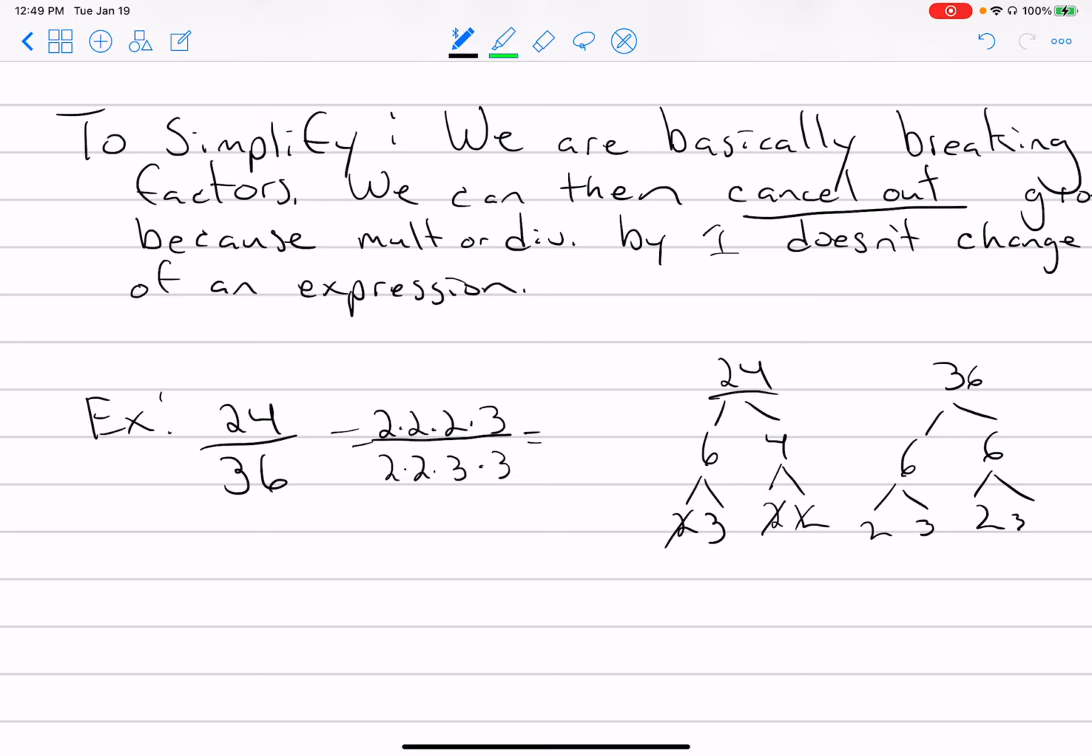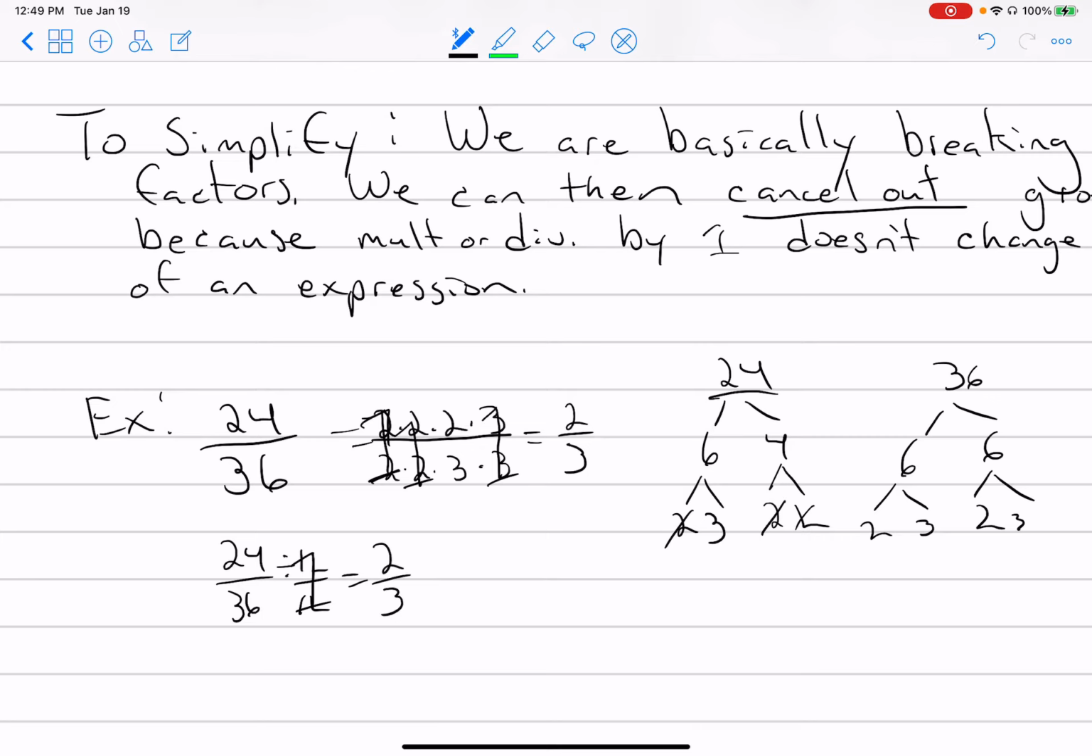Now when you simplify these, you can say, 2 divided by 2 is 1. That's a group of 1. We can cancel it out. 2 divided by 2 is 1, cancel it out. 3 divided by 3 is 1, cancel it out. I'm left with the simplest fraction of 2/3. Or if you think of it the other way, 24 over 36, I can divide both by 12 over 12. 12 over 12 is just like dividing by 1, which also leaves me with 2/3.